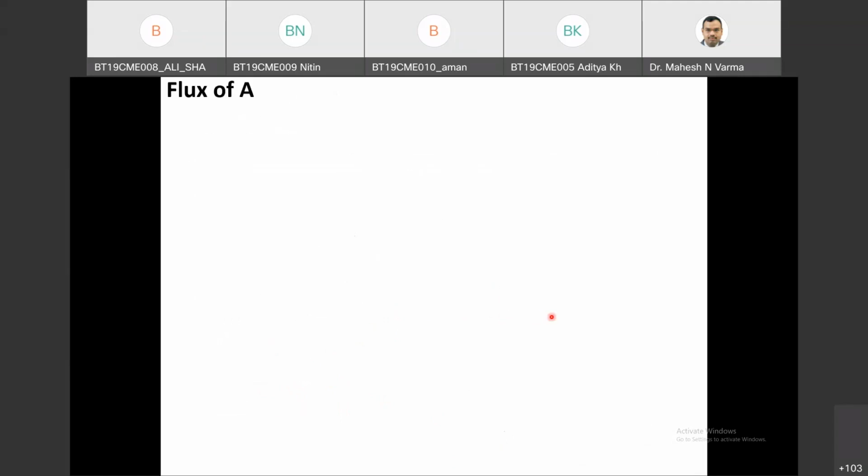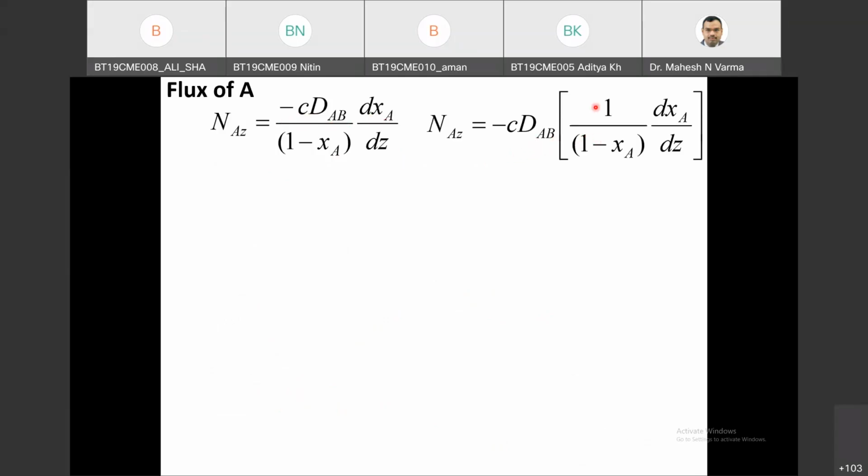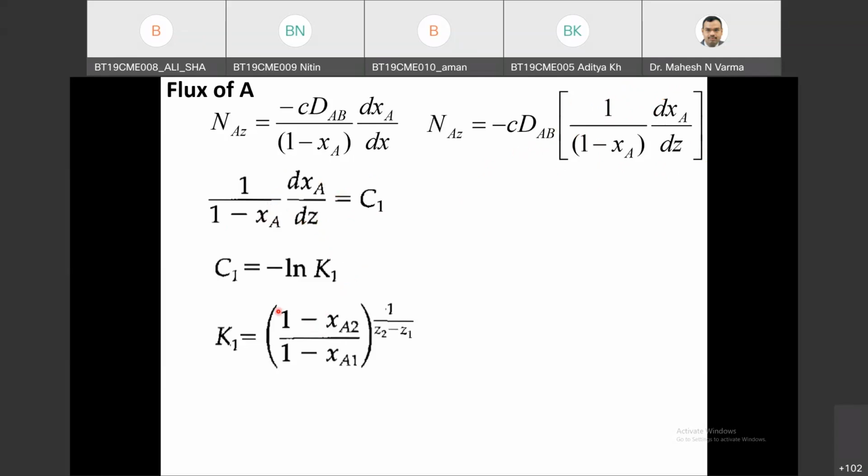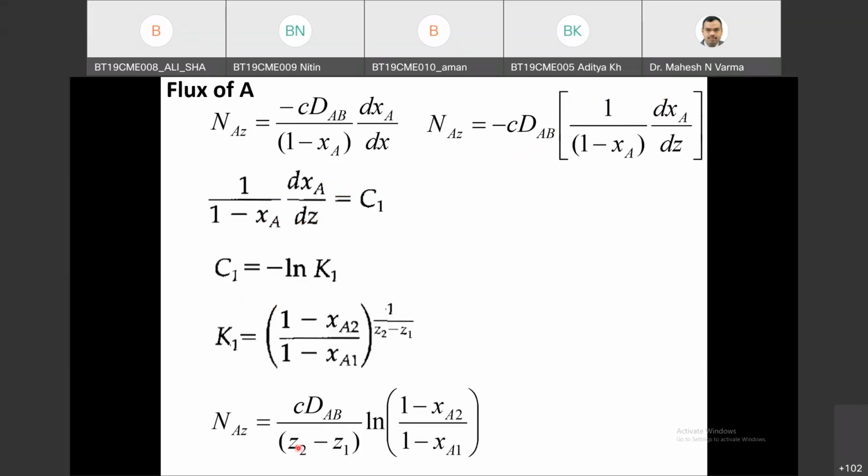So how to get the flux of A, NaZ? I know NaZ equals minus C D AB dxa by dz, and this can be written like this. If you remember, this whole bracket equals C1, and this equals ln K1. Now K1 is this, so the exponential of this will be C1. So you can write this for NaZ.